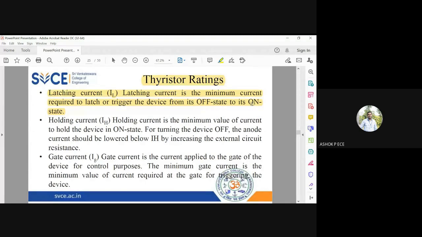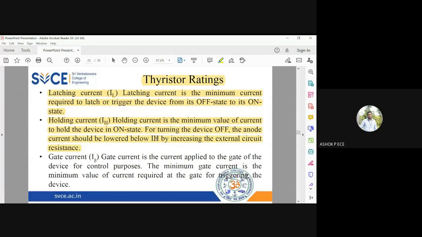Next one, holding current. Holding current is the minimum value of current required to maintain the device in on state. These two currents are not the same. Latching current is needed if the device is changing from off state to on state, and if the device has to continue in on state for a longer amount of time, then a minimum amount of current called IH, or the holding current, is required to pass through the device to keep it in on state. If you want to turn off the device, then you can reduce the value of IH, and the device will come back to off state.